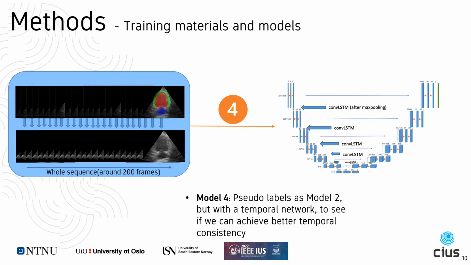To achieve better temporal consistency, we added conv-LSTM layers to exploit spatiotemporal information. Here, we used the same pseudo-labels as Model 2 and a different network in which we have two conv-LSTM layers in each level of UNet's encoder.